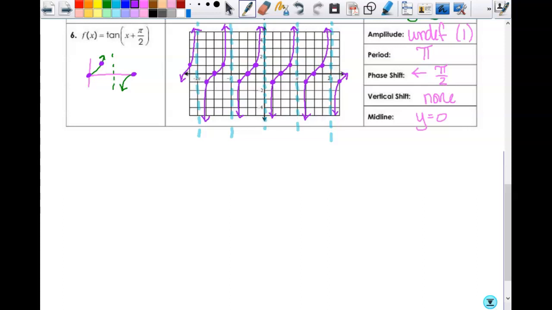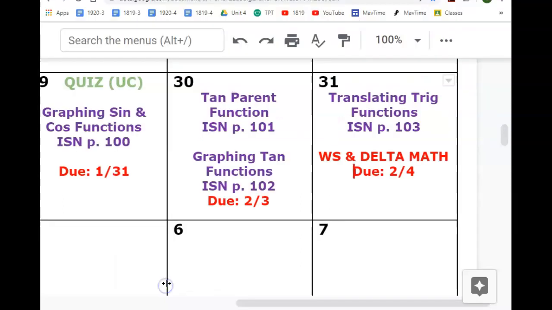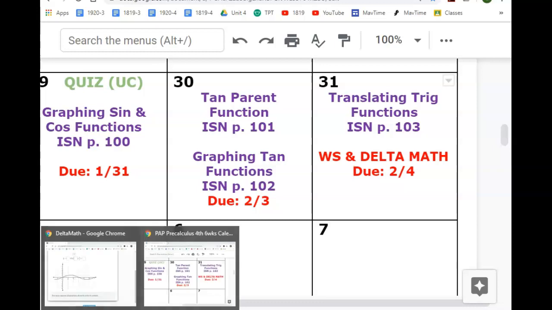Are we all good? Okay, so before we move on to the back, your assignment, if you didn't notice, says that you have a worksheet and Delta Math. All right, so I want to show you one of the Delta Math things. You'll actually like this Delta Math. It'll be pretty easy, and it's good practice. You may even want to do it before you graph the other ones. Although I think you can figure this one out, I still want to show you.